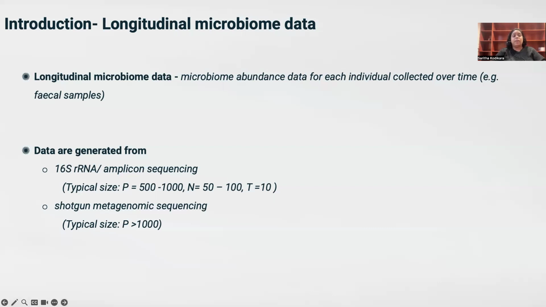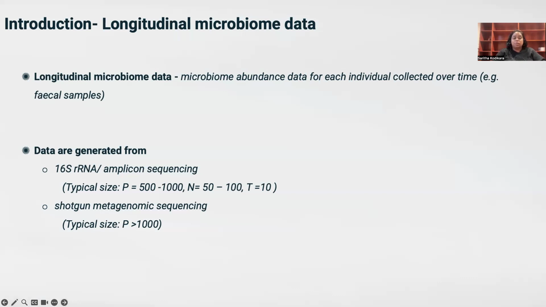You could say that P is around 500 to 1,000. The sample size is 50 to 100, and that's a really big sample. Normally we would have just 10 samples, or even sometimes just 3 samples. And T is the number of time points. We normally have a very short period of time, especially if you're doing mice studies, because you are doing controlled experiments on mice. So normally it's not years. But if you're doing more observational studies on humans, then they can have longer time points.